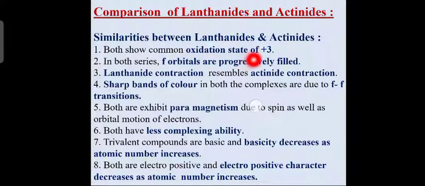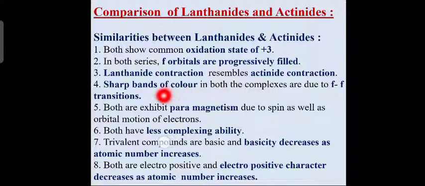Both show a common oxidation state of +3. You know that both lanthanides and actinides show a common oxidation state of +3. In both series, f orbitals are progressively filled, which was already discussed. Both contain f orbitals in which there is a progressive filling of electrons. Third point, lanthanide contraction resembles actinide contraction. Both have contraction: in lanthanides you have lanthanide contraction, in actinides you have actinide contraction.